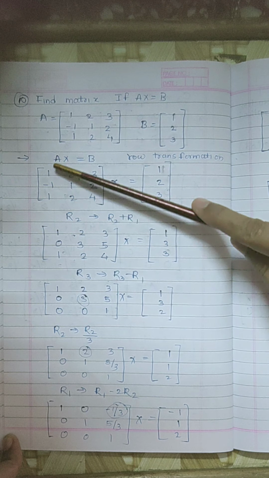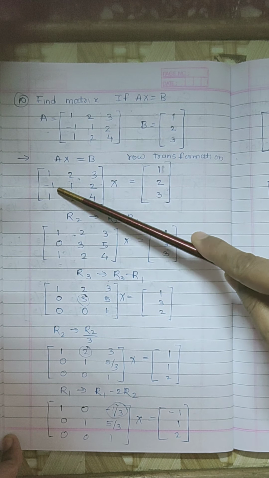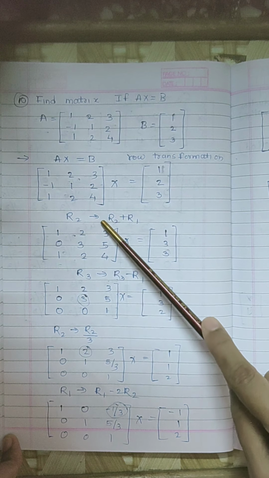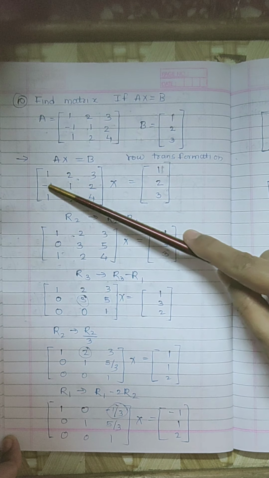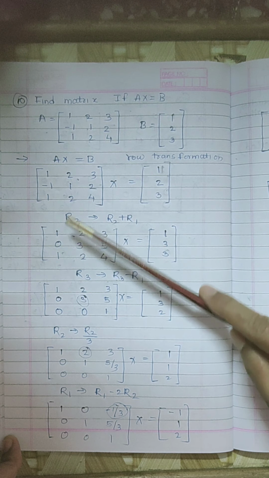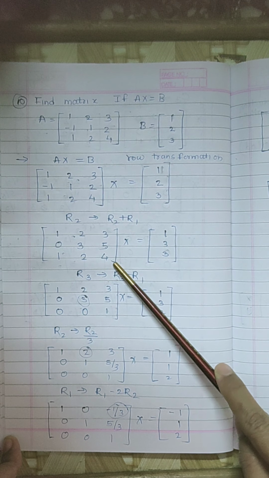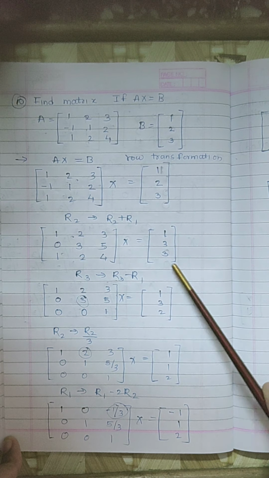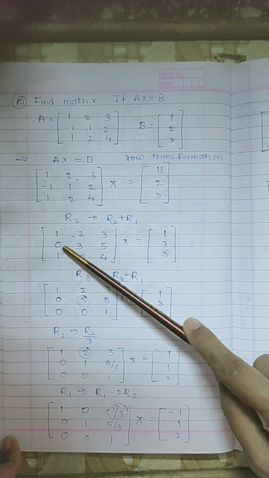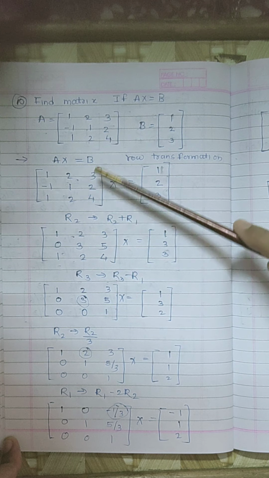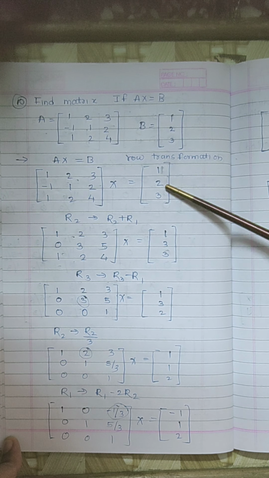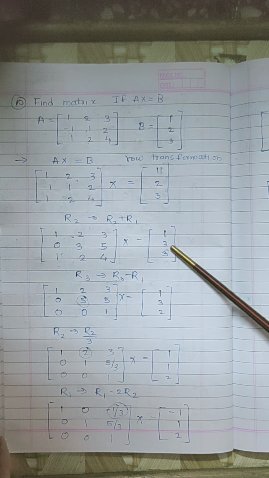If you do R2 plus R1, this will become 0. So R2 changes to R2 plus R1. So minus 1 plus 1, first write down first and third row as it is. Here also 1 and 3 as it is. And see now here it becomes 0, and R2 plus R1 means 1 plus 2, 3. 2 plus 3, 5. And here 2 plus 1, 3.